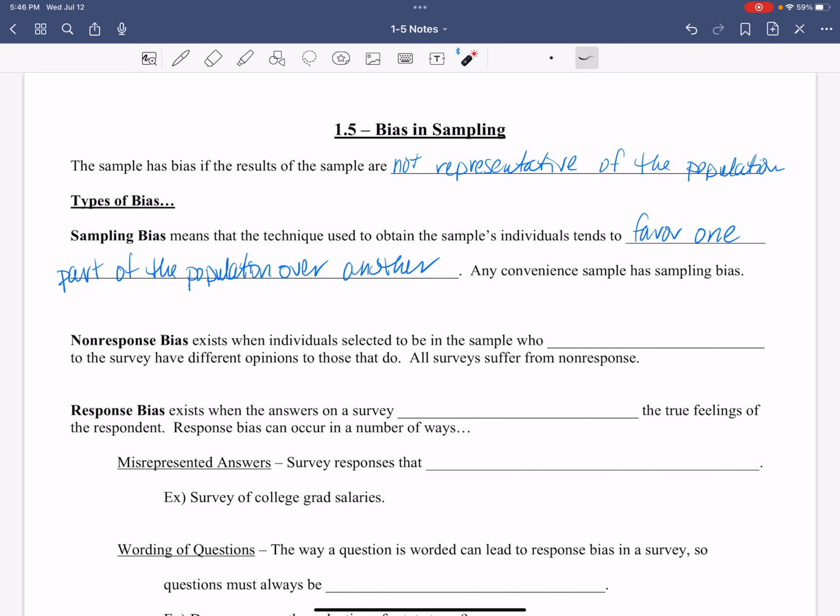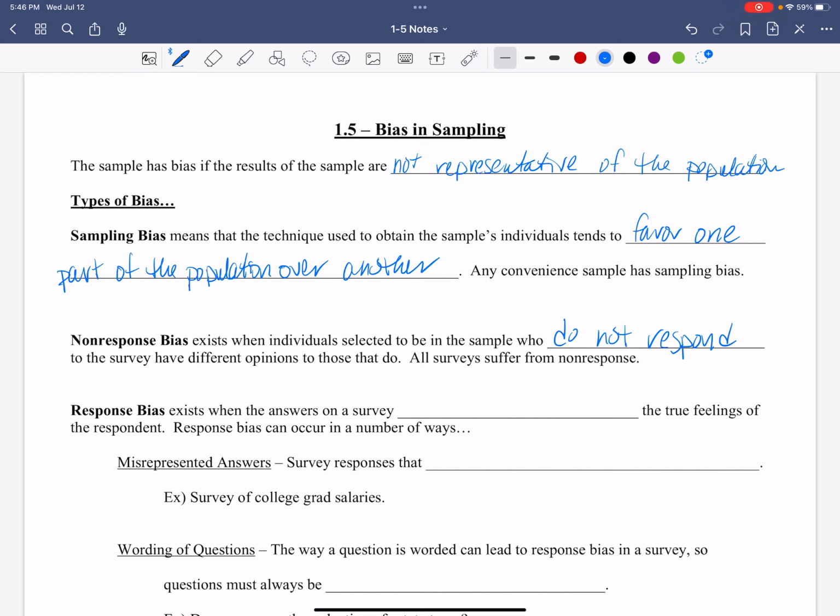Another type of bias is non-response bias. This exists when individuals selected to be in a sample do not respond. Oh, thank you, Captain Obvious. They do not respond to the survey and have different opinions from those that do. All surveys suffer from non-response bias. All surveys have bias. That doesn't mean we don't use them, but that's part of statistics, recognizing the downfalls. It's real world stuff. Every single survey has bias. So because of that, we just determine what type of bias we're looking for.